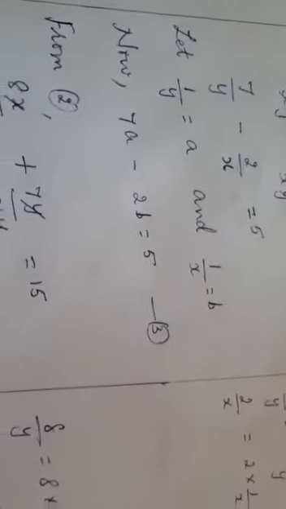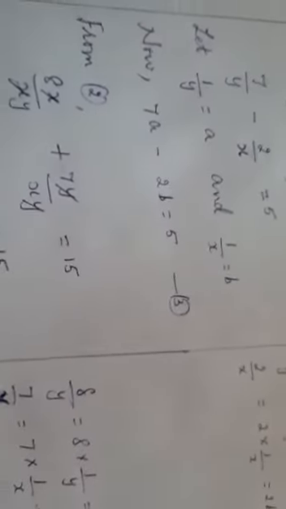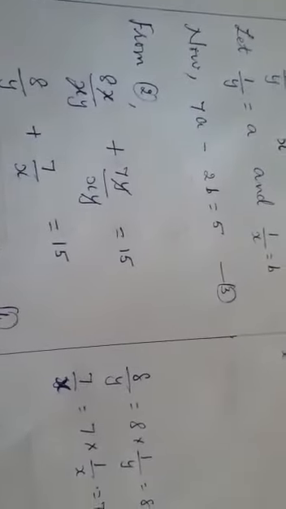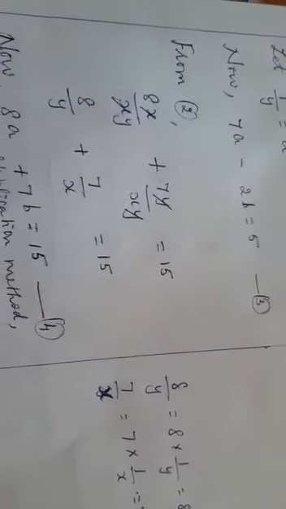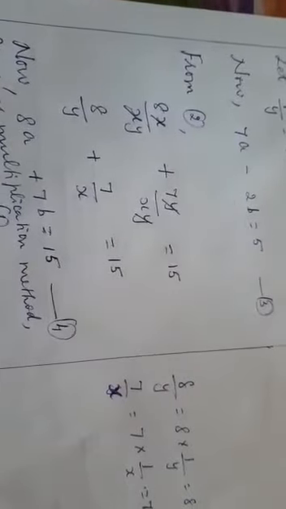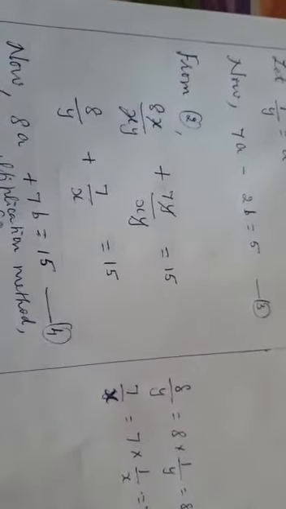And from 2, in the same way we write 8x/xy + 7y/xy = 15. In the same way x and x get cancelled, next term y and y get cancelled. So 8/y + 7/x = 15. Now we get 8a + 7b = 15. Take this as fourth equation.